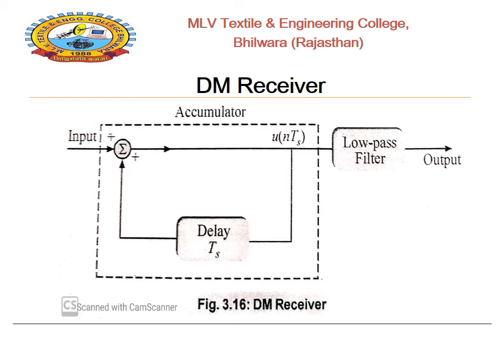Next is the DM receiver section. As shown in the DM receiver, it is using an accumulator and a low pass filter. This is the accumulator and this one is the low pass filter. The accumulator generates the staircase approximation with a delay of one sampling time period Ts.